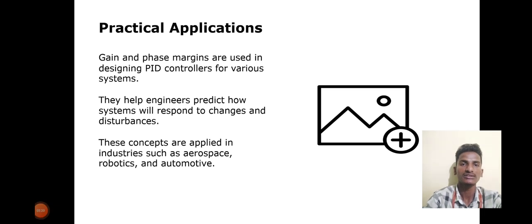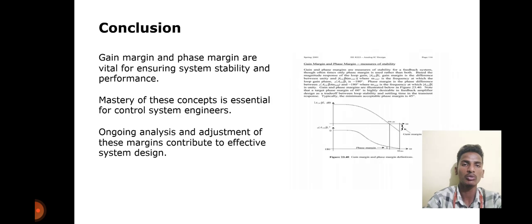Practical applications. Gain and phase margins are used in designing PID controllers for various systems. They help engineers predict how a system will respond to changes and disturbances. These concepts are applied in industries such as aerospace, robotics and automotive.